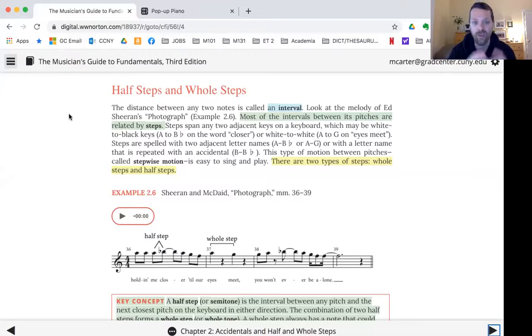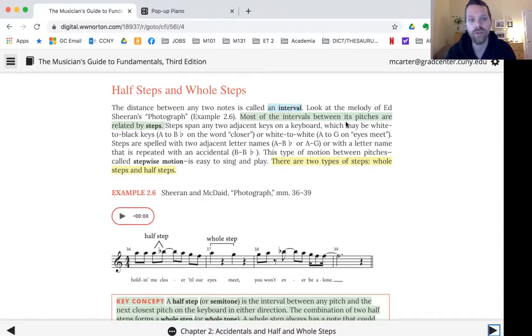So the distance between any two notes is called an interval, but what is that distance? That's what we're trying to figure out today. It's the difference between la, la, that interval, and la, la, right? What's the difference between them? One has a smaller distance, that's a smaller gap between the first note and the second note. The other, la, la, is a wider distance. So a wider interval versus a smaller interval.